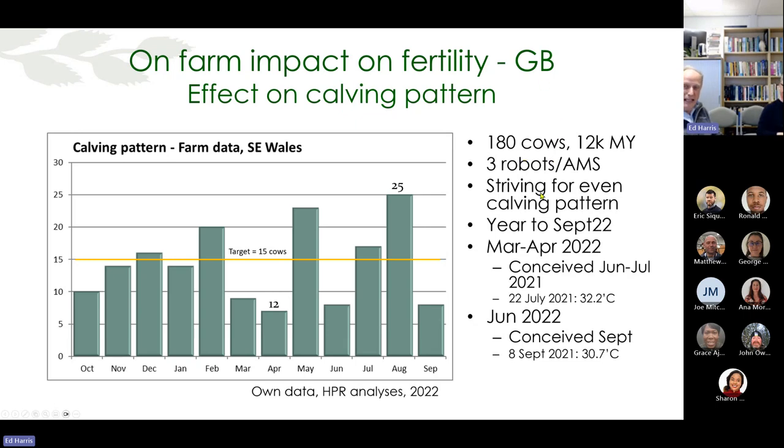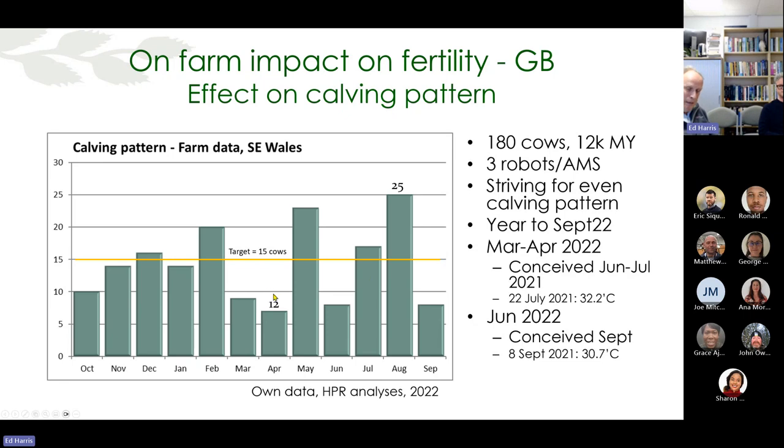Okay, this is a typical unit. He's got robots, 180 cows in robots, each cow giving about 12 tons of milk a year. He's trying to make it work very well. And the critical thing about these robotic systems, you have three very expensive machines to milk the cows. He really wants to have those cows working optimally all the way through. So his aspiration is that every month 15 cows will calve down. So the robots are always working consistently.